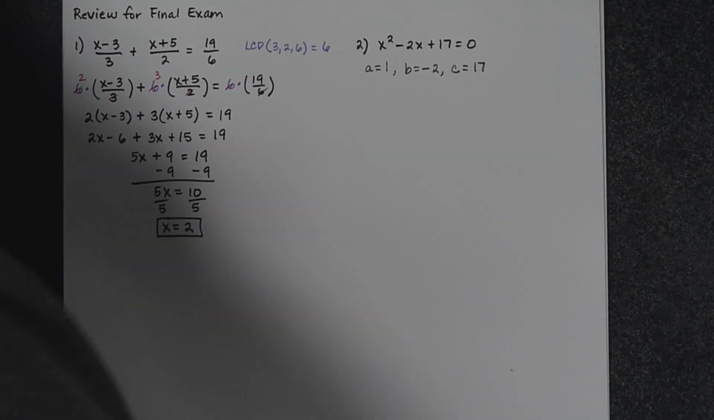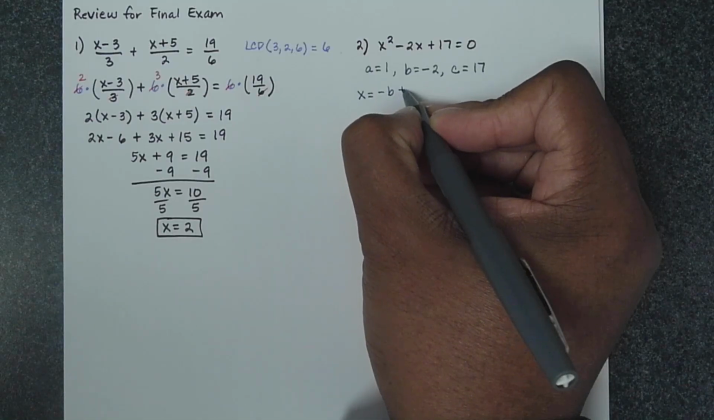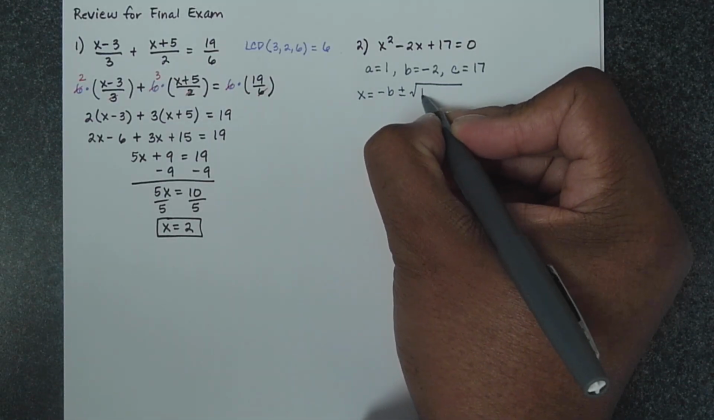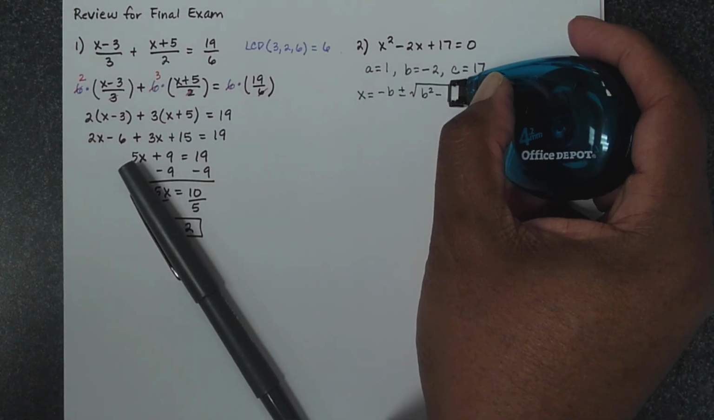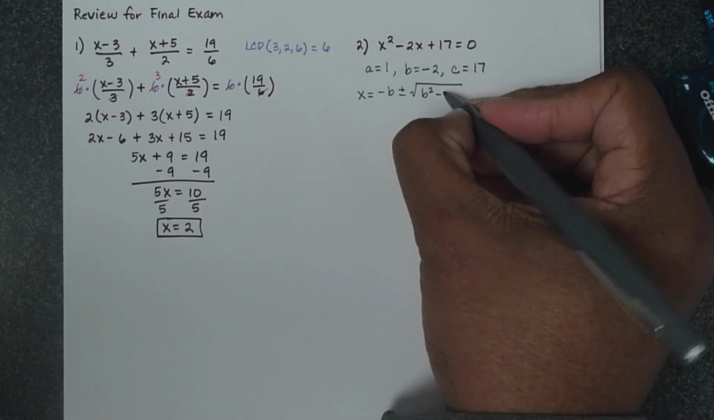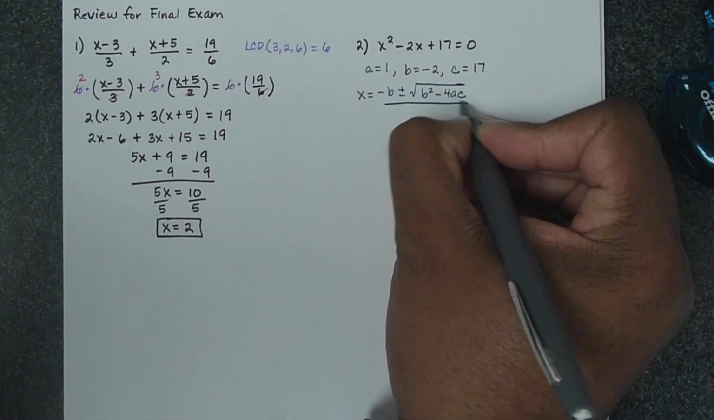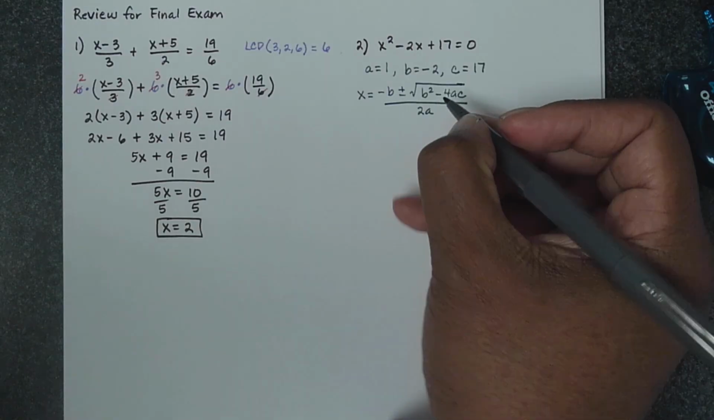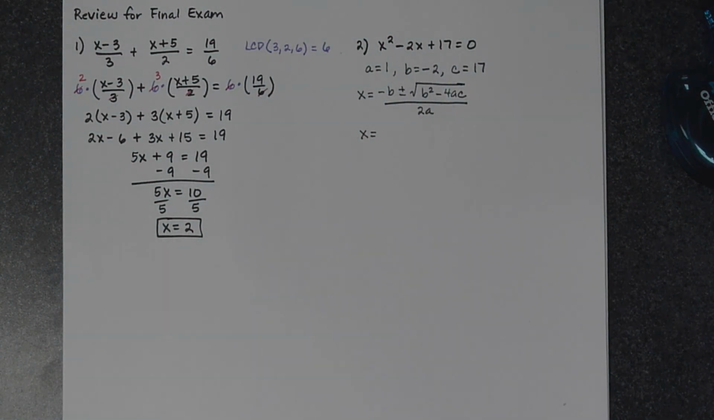And the quadratic formula is this: x equals negative b plus or minus the square root of b squared minus 4ac, all divided by 2a. That's your quadratic formula.